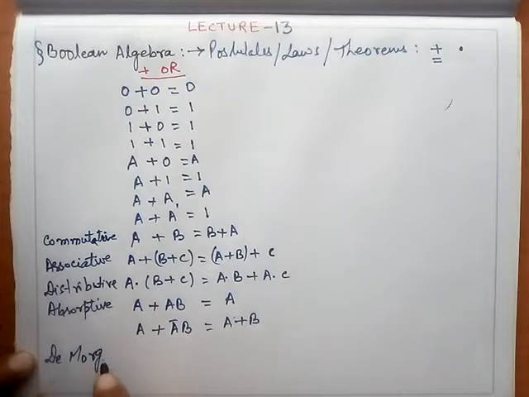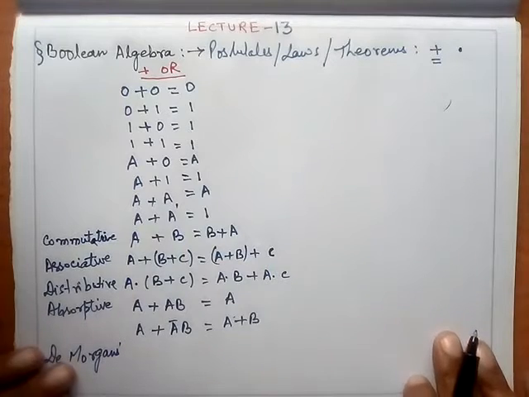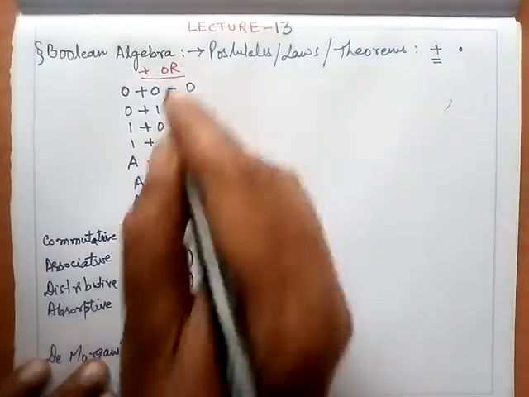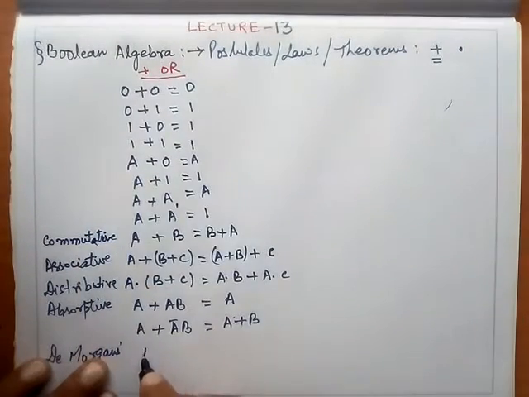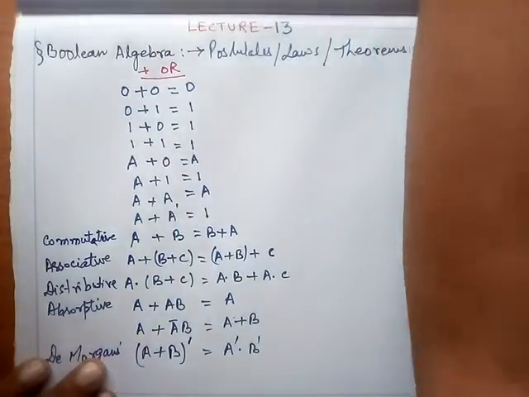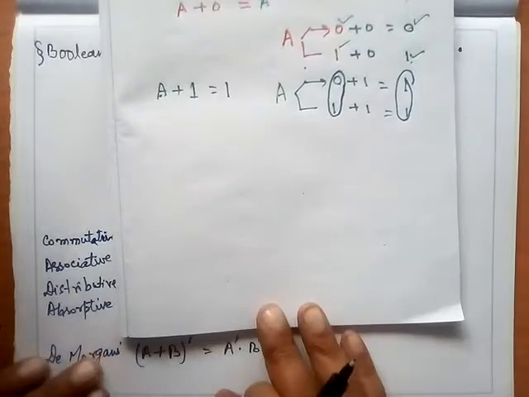De Morgan's. Now this is applicable for n number of variables. For simplicity I am taking only 2 or 3 variables, otherwise it is applicable for n number of variables. And for this OR operation, or for this plus operation, it says that A plus B whole complement, whole bar, is equal to A complement dot B complement. What do I mean? It is applicable for n number of variables.